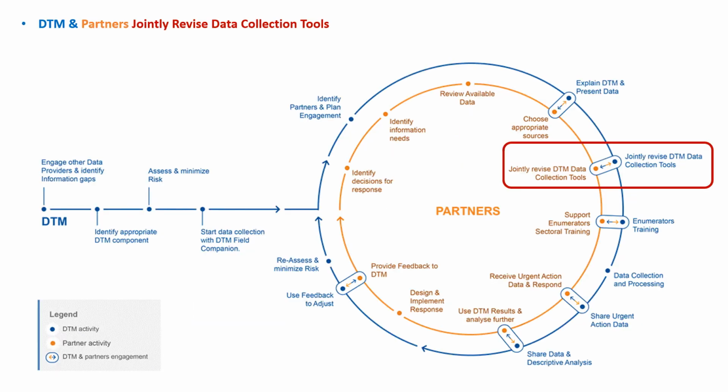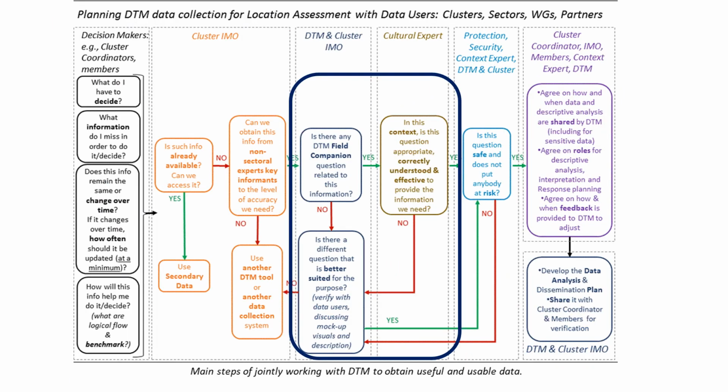Once partners and DTM have identified the needed information that can be collected by DTM, then DTM and partners jointly revise the data collection tools to include questions that provide the information gaps. As information needs and use have already been clarified, DTM and partners can use the DTM Field Companion to search for questions that provide the needed information.